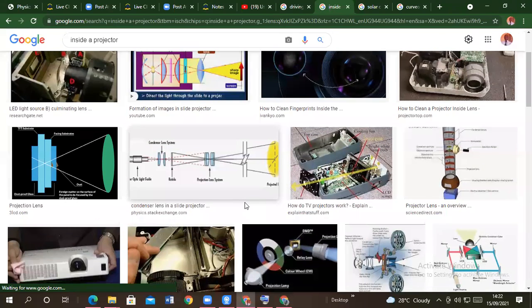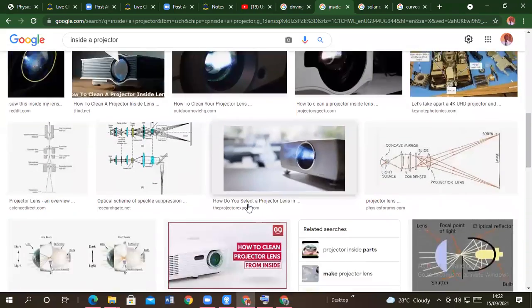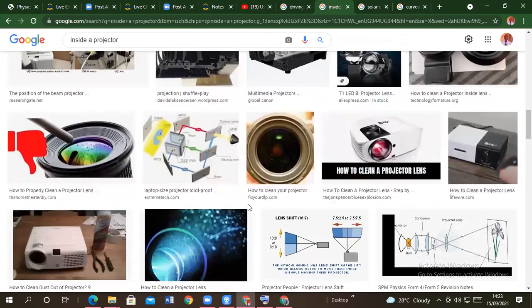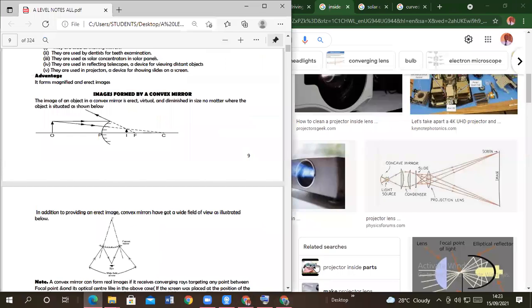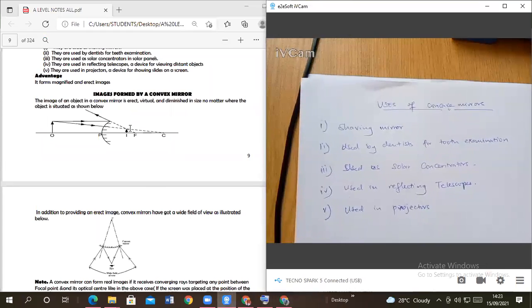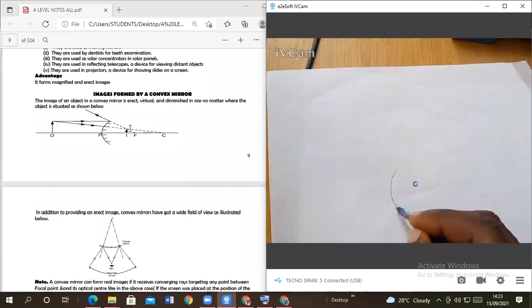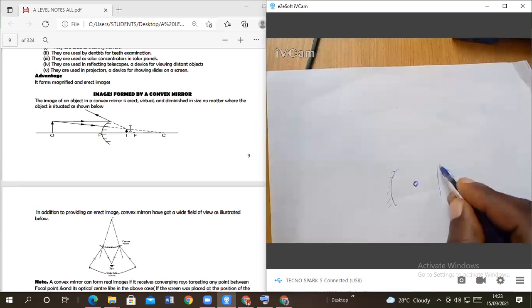So a projector has got a mirror inside, and maybe one day, when you go to Google, try and search about projectors, you'll be able to see the mirror there. So the projector has got a reflecting mirror, and that mirror is concave, and its purpose is to focus all the light onto the slide. So normally it is at the back of the lamp. So there is a lamp inside, and there is a mirror.